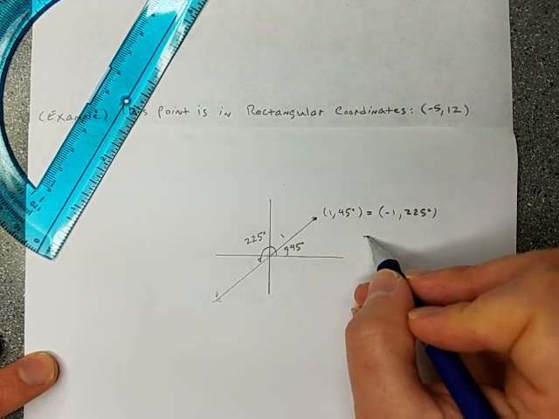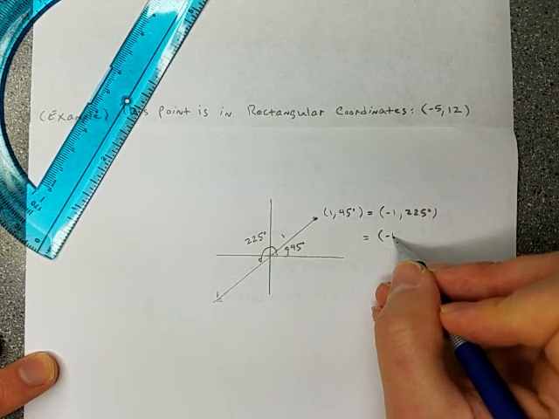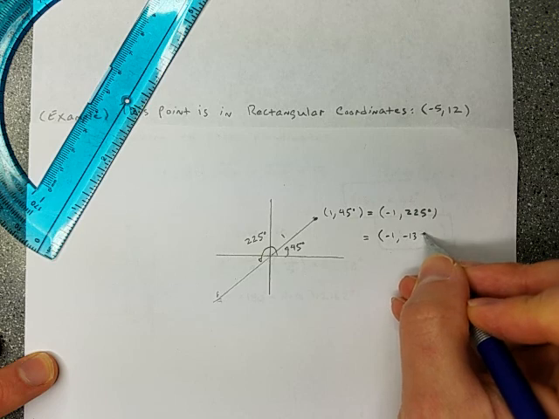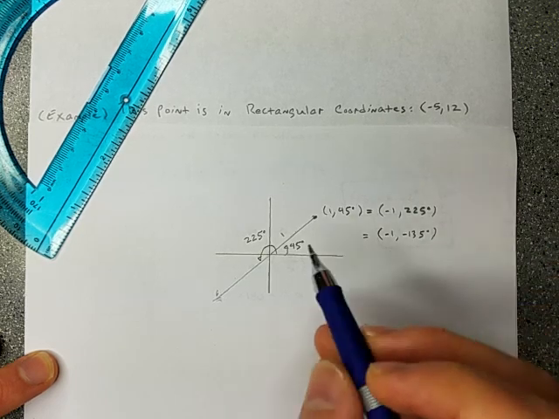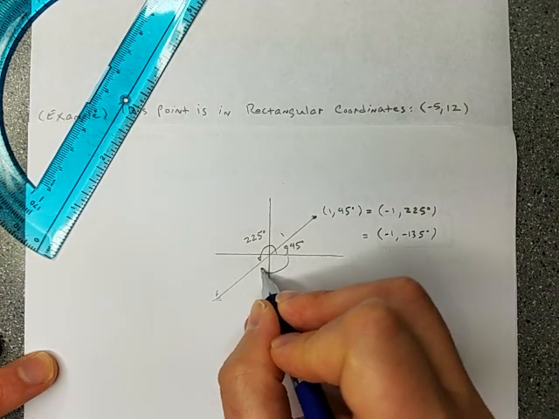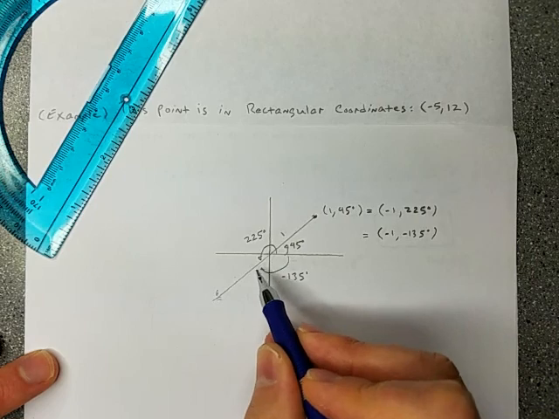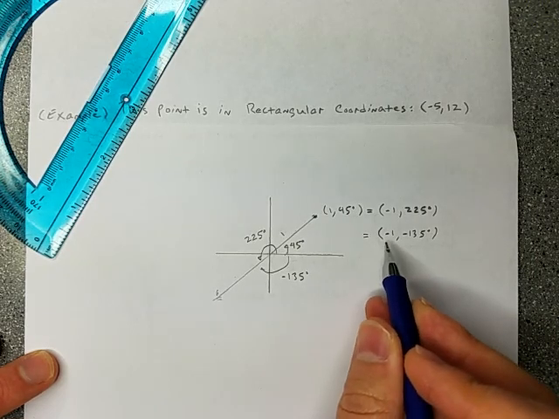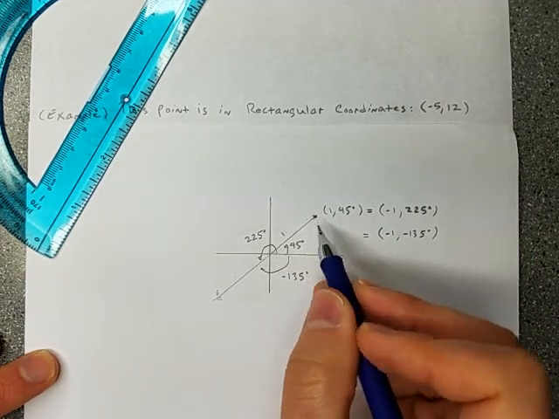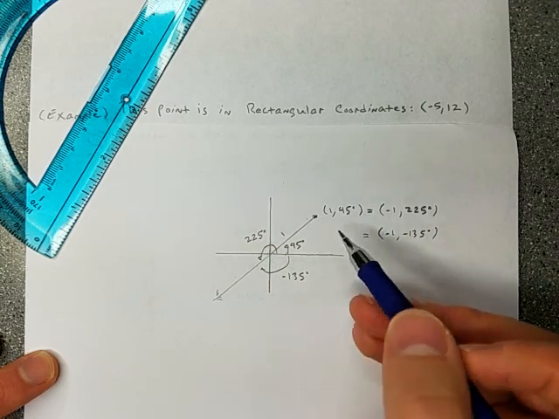One more though. I did say there's unlimited ways, so okay. What about -1, -135? If I rotate 135 degrees clockwise, that's like that. That will get me to the same direction. And then if I go backwards 1, I'll still get here. All right, so there are 3 ways that we could represent the same point.